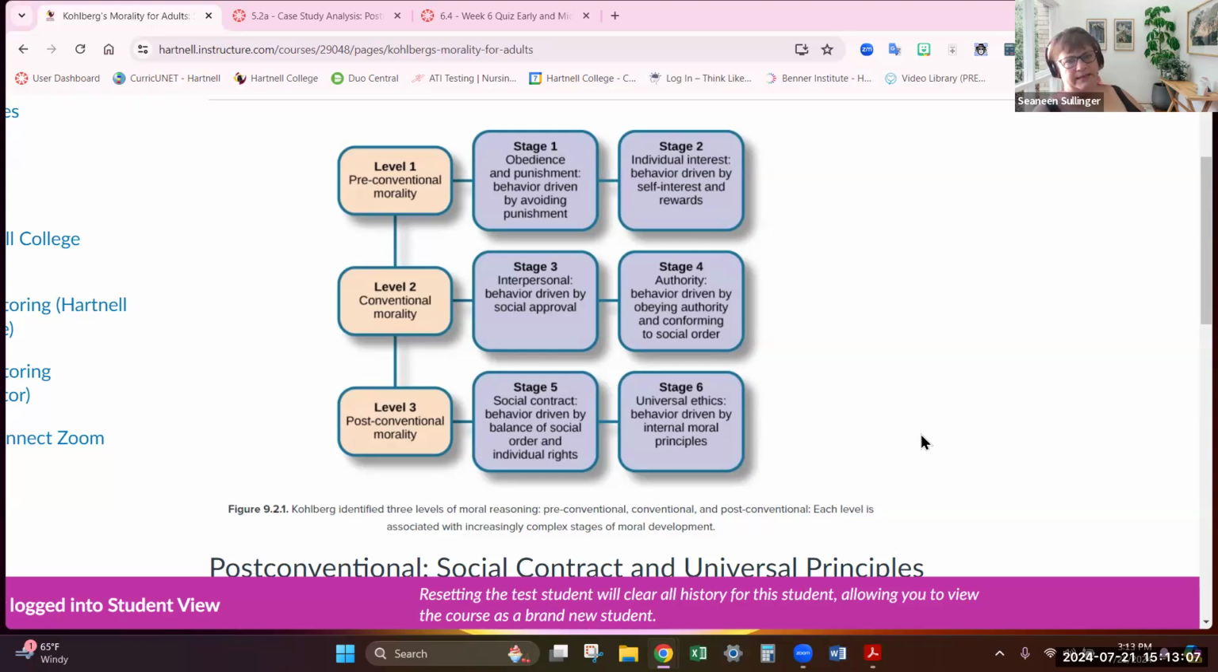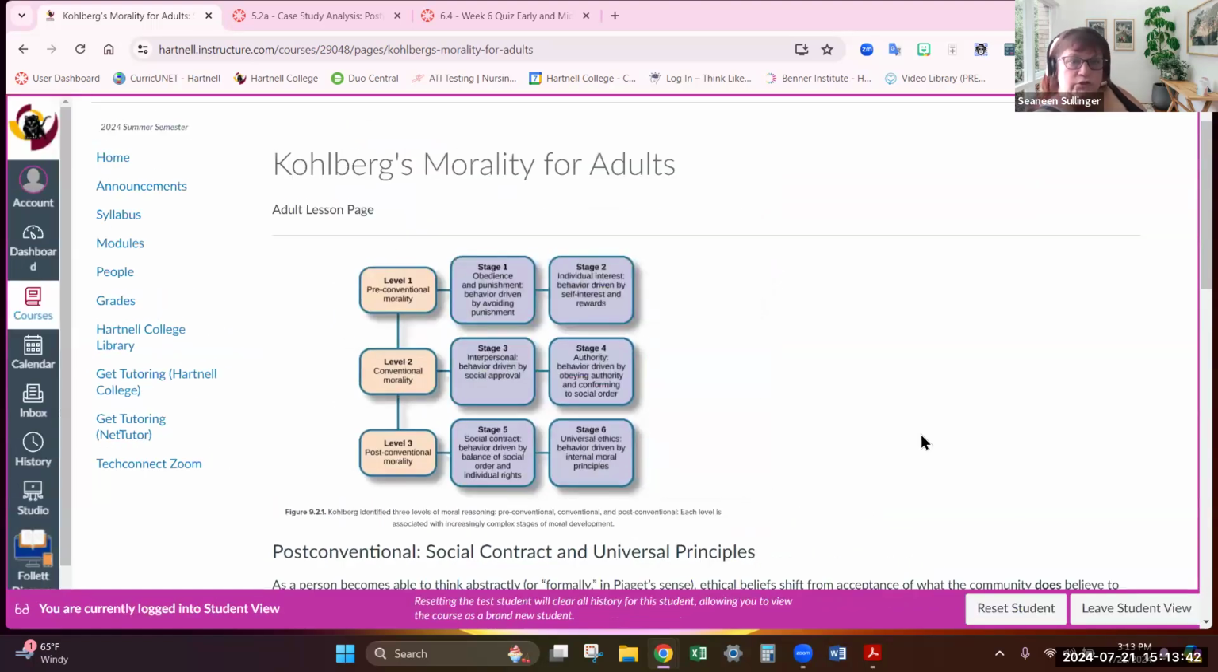An example of that might be abortion rights: what is my right as an individual versus what the social order or the laws say? Politics might be that. I think homelessness, hunger, violence, a lot of those types of things. And that leads you to stage 6, which is universal ethics, where behavior is driven by internal moral principles. So it's your internal moral principles, your ethics and morals, that is how you lead your life.